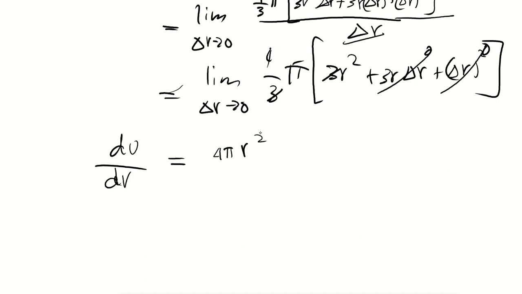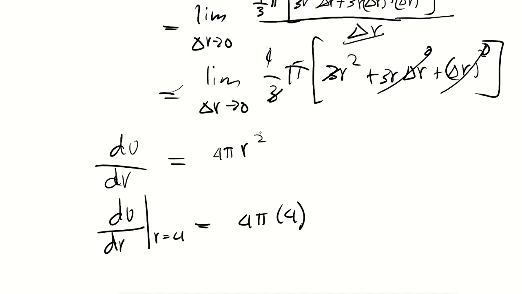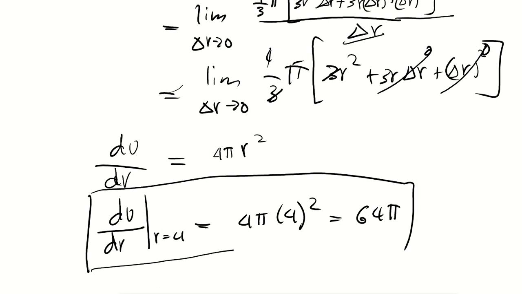When r is equal to 4, the change of volume with respect to r is 4 pi times 4 squared. And this is equal to 64 pi. So the change in volume with a 1 unit change in the radius will result to 64 pi cubic units. So that's the meaning of the change in the volume with respect to the change of the radius. So this is our lecture part 2 of chapter 3, and it's about the rate of change.